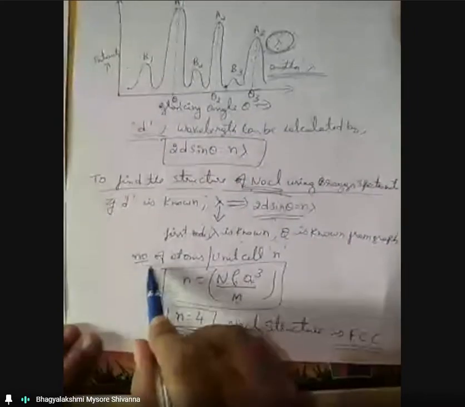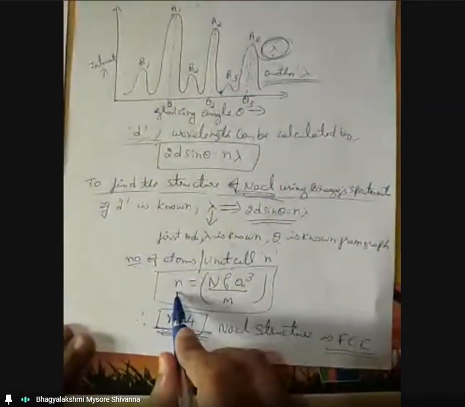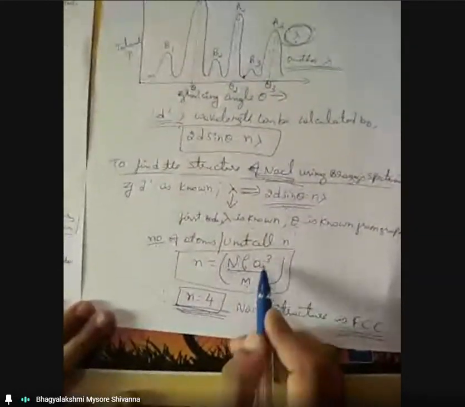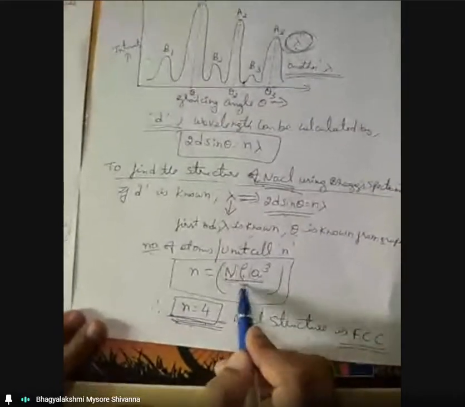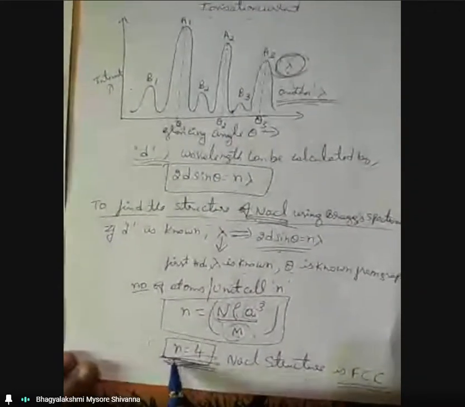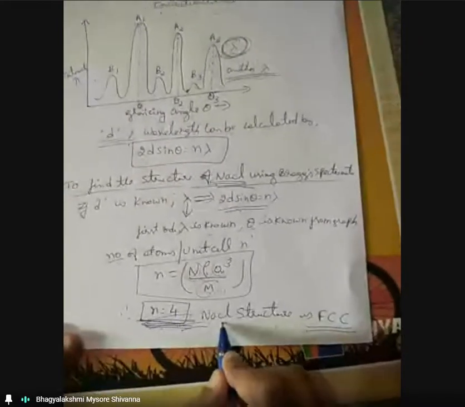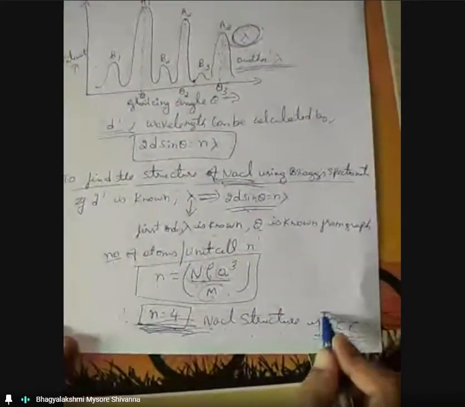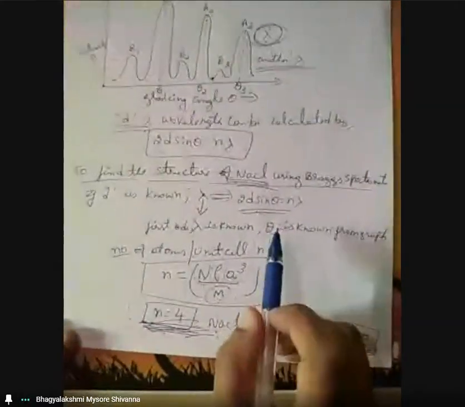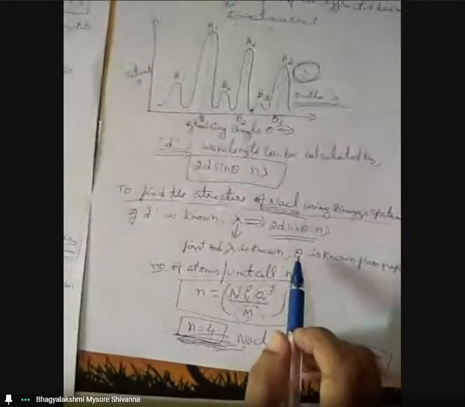Then we calculate the number of atoms per unit cell, n. n is given by N rho a cubed by M, where N is the Avogadro number, rho is the density, a cubed is the volume of the crystal, and M is the molecular weight. Substituting all these values, we get n equal to 4. Therefore, this shows that the sodium chloride, NaCl, structure is a face-centered cubic crystal. This is FCC. This is the structure of NaCl using Bragg's spectrometer.